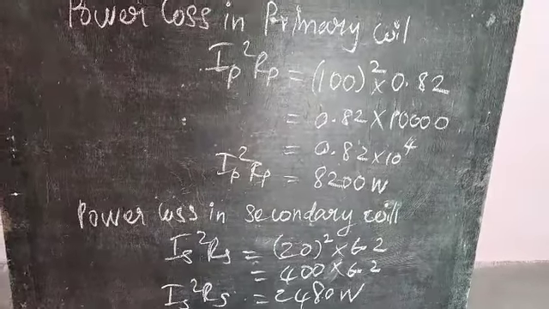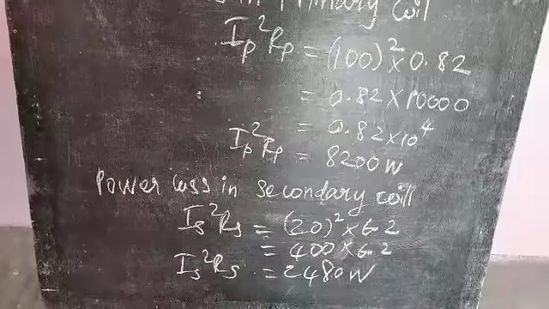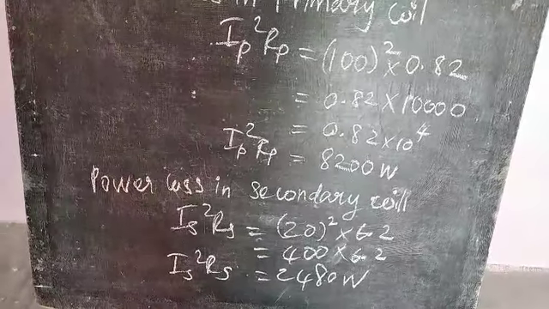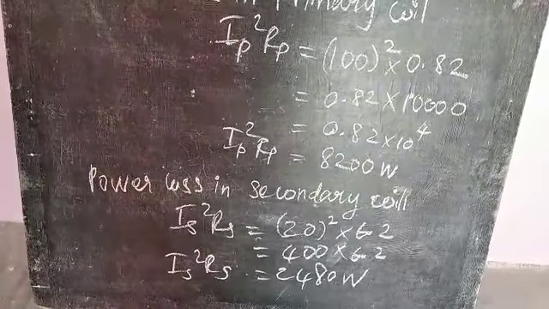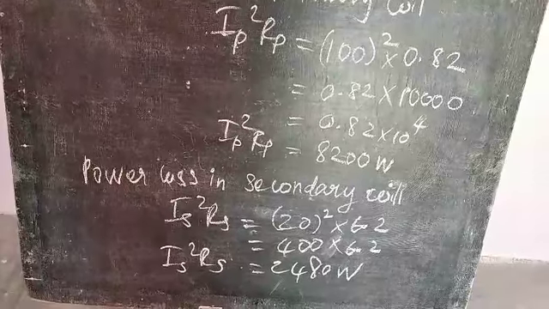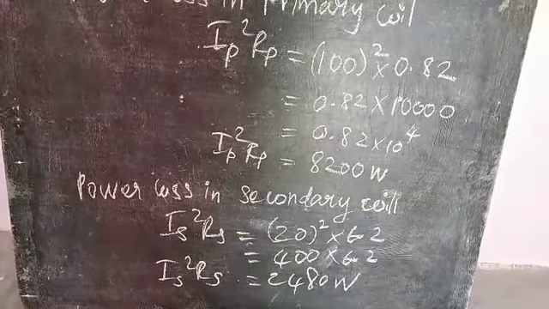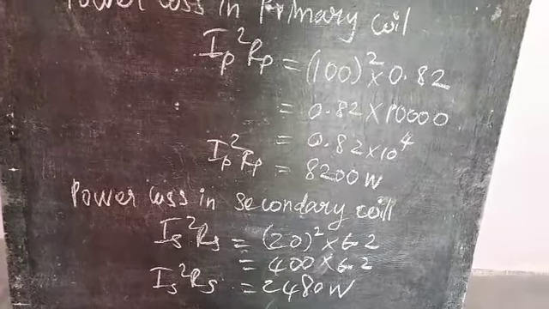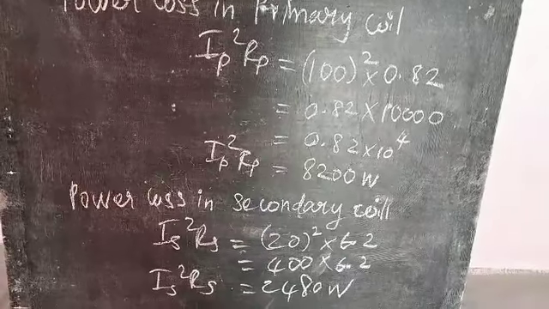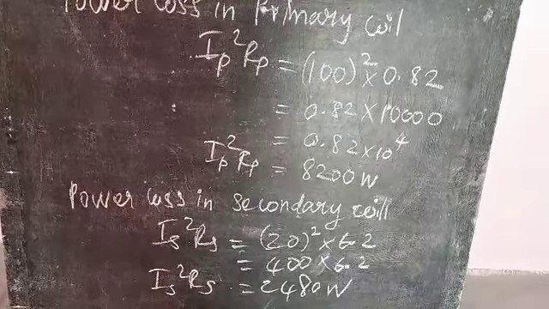Power loss in secondary coil, Is square Rs, equal to Is value 20 square into 6.2. So 20 square is 400, into 6.2. So Is square Rs equal to 2480 watt. That is 2.480 into 10 power 3 watt or 2.48 kilowatt.